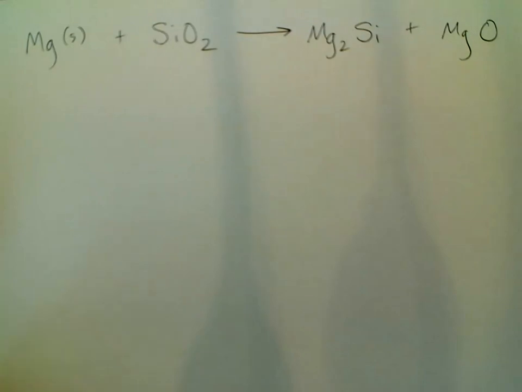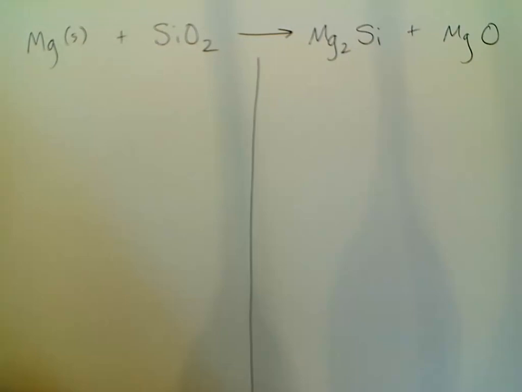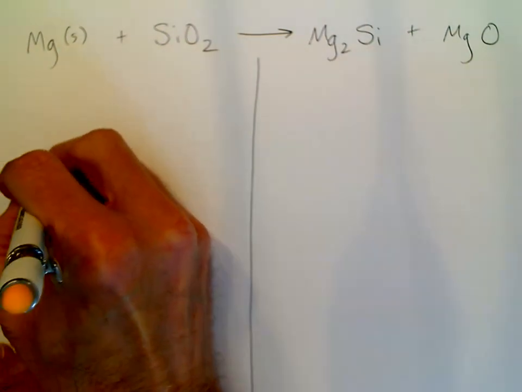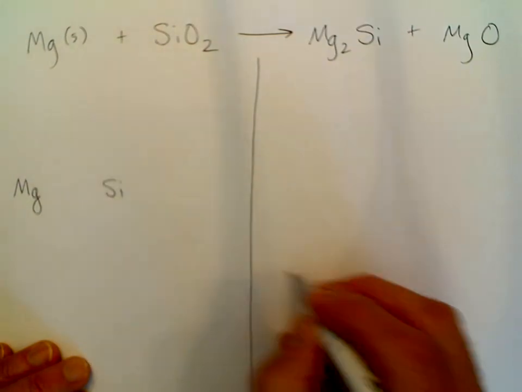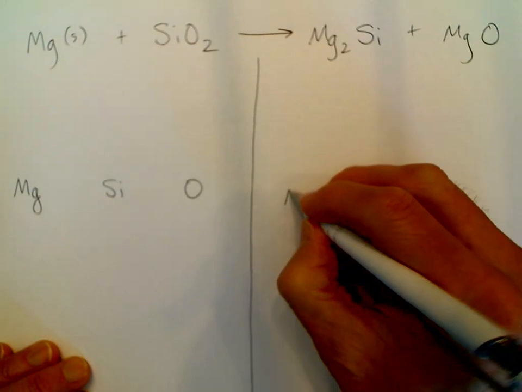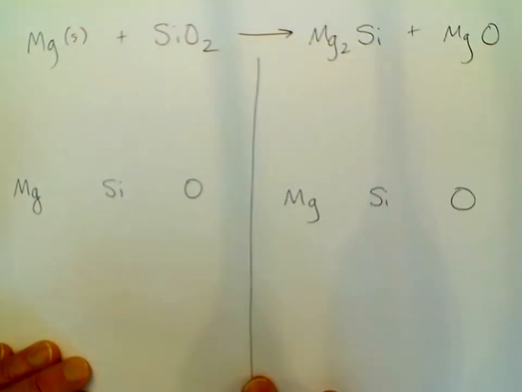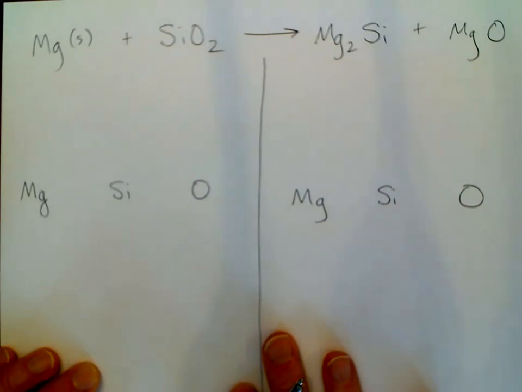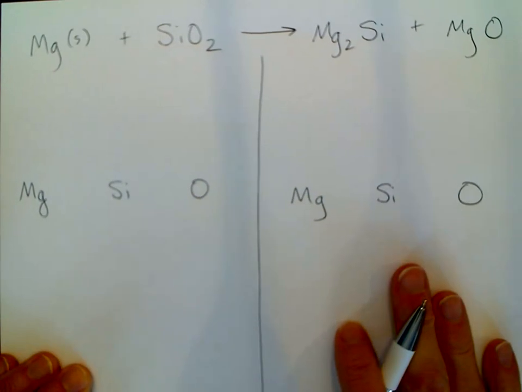Okay, so I'm going to draw a line like this, and then I'm going to keep track of each atom. So I got to keep track of magnesium atoms, silicon atoms, and oxygen atoms, and the number of each of these three atoms had better be the same on both sides of this line, and this line is representing the difference in the number of atoms in the reactants and the number of atoms in the product.